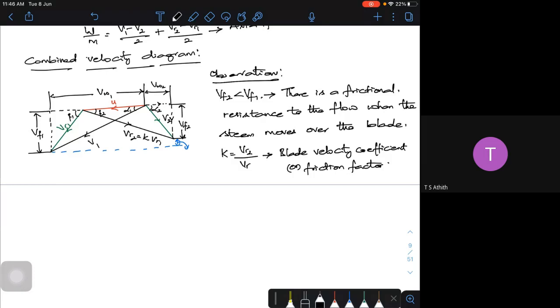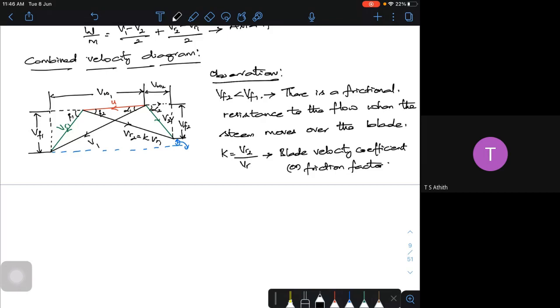Now the next part. Analysis of forces on the blade or work done by the blade, all those things we have to look at for a single stage machine. What is this actually? If I look at your Euler equation, it is nothing but the work done per unit mass.